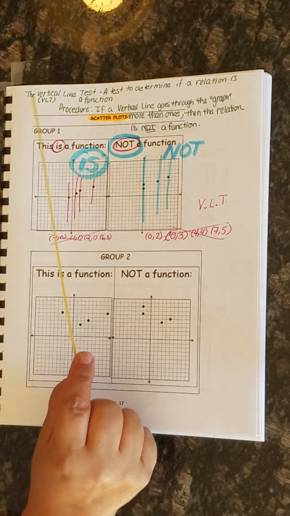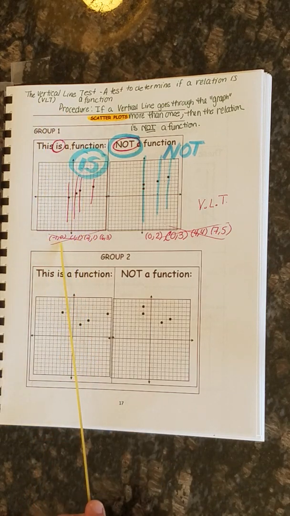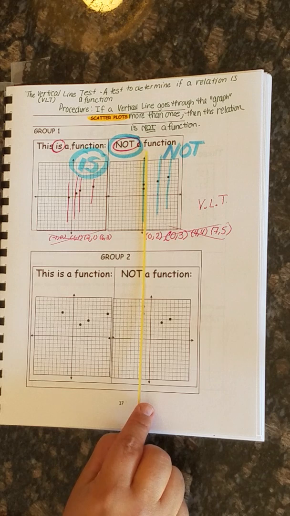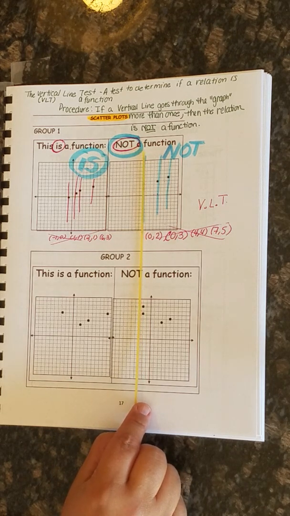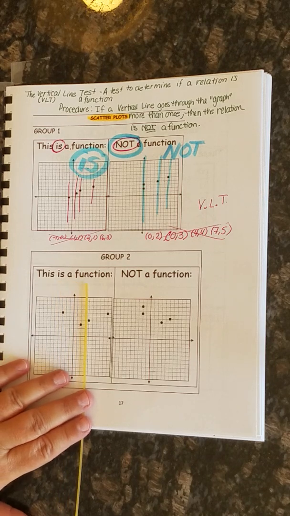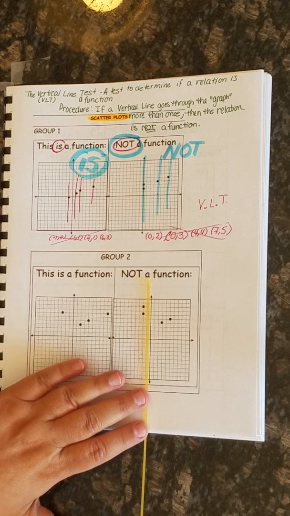You wonder why we even learn something so easy, but we learn it because it's a shortcut. Why should I have to list those ordered pairs? When I could just tell by putting a spaghetti through it, or a mental spaghetti in your head. Same for this one. It goes through it once, once, once, once. But this one is twice, so it's not.